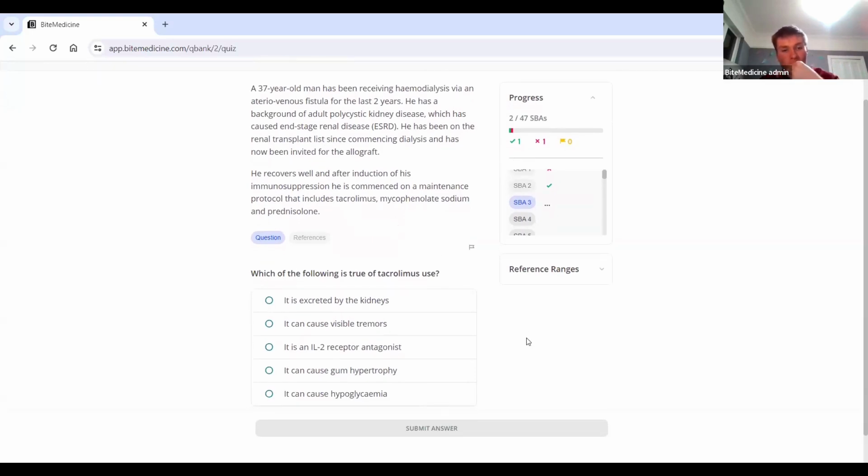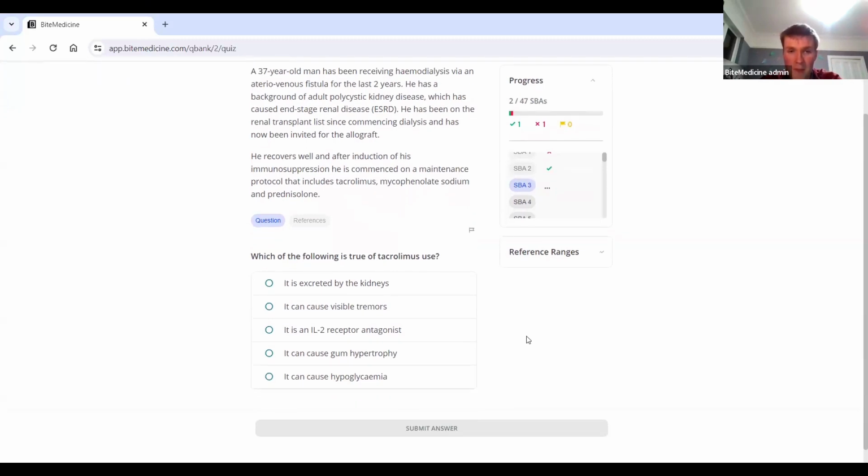Now, this is one of those ones you either know it or don't. So is tacrolimus excreted by the kidneys? Well, no, it's metabolized in the liver. I wouldn't recommend knowing how everything is metabolized, but in this instance, I think it's worthwhile. Can it cause visible tremors? Absolutely. Okay, you might hear it called the tac tremor.